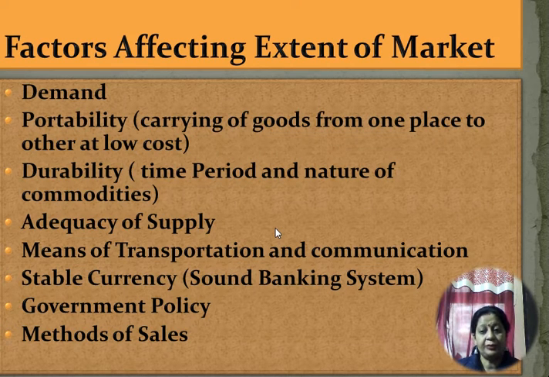Second is portability. Portability means carrying goods from one place to another with low cost. That means where the seller wants to sell the goods, up to that place the seller has to make the goods available. So the cost should be low or the cost should be minimum.